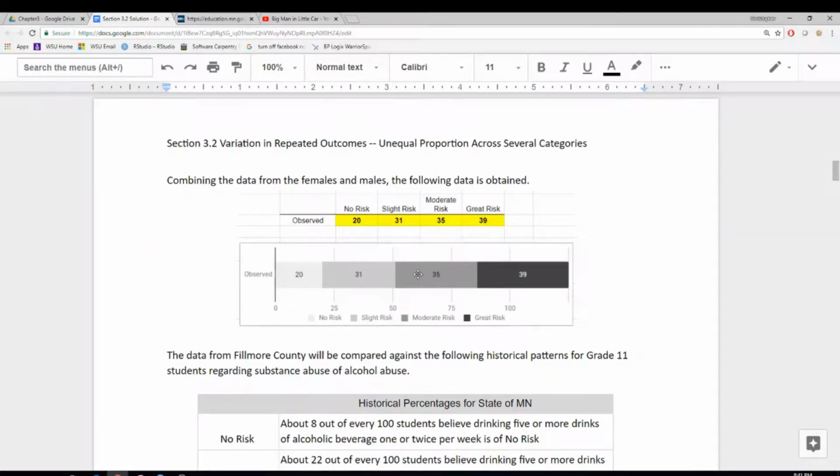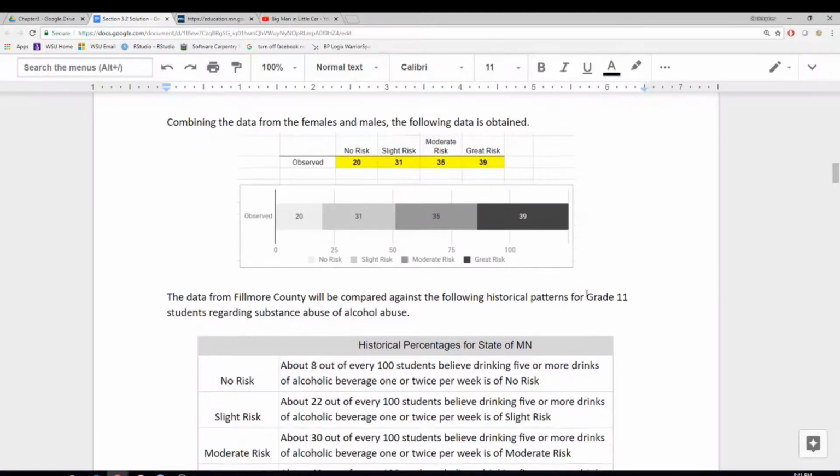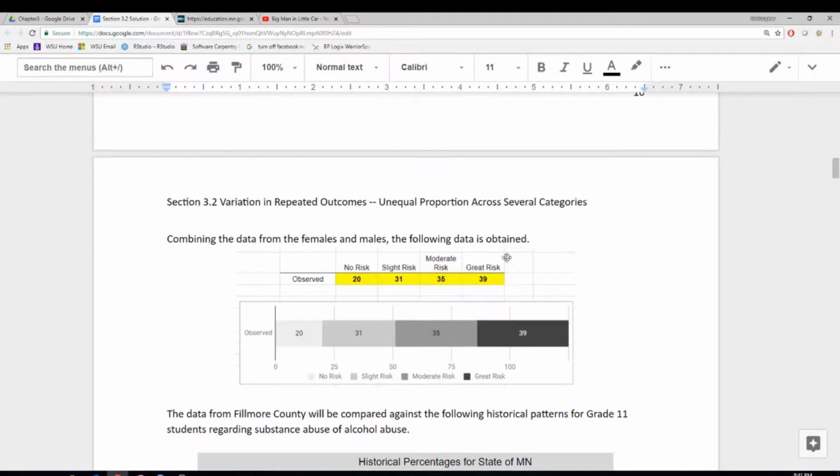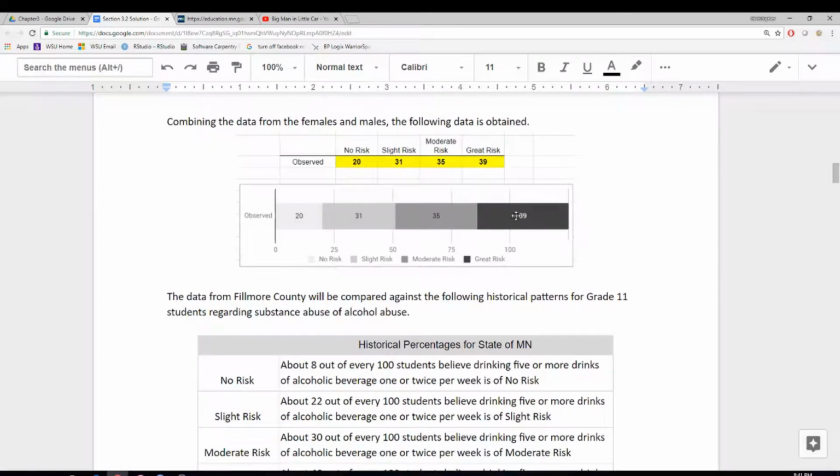So I went ahead and just put those numbers into a spreadsheet and created the following simple graph here. This is just a segmented bar graph where the outcomes from each category are listed. So I had 20 people under the no risk group, 31 people in the slight risk group, 35 in the moderate risk group, and 39 in the great risk group. So we can see that the proportions here are not close to being the same. There's quite a bit more people that think drinking more than 5 drinks once or twice a week is of great risk here. That proportion is pretty high at 39%.